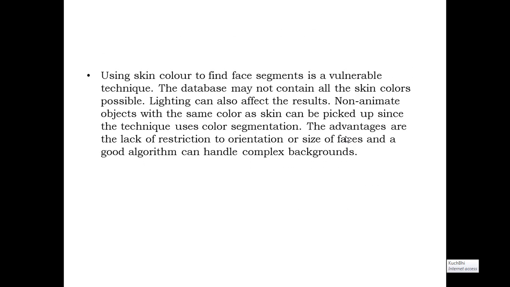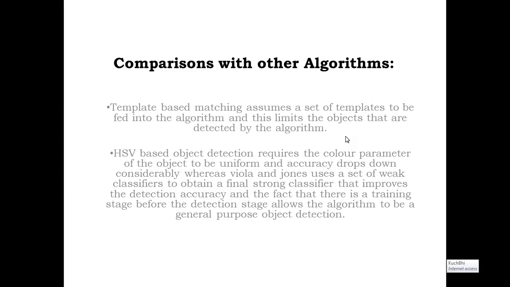Also, there is this method wherein we use skin color to find face segments, but it is vulnerable in nature. Why? The database may not contain all the skin colors possible. Even lighting can affect the results. Non-animate objects with the same color as skin can be picked up since the technique uses color segmentation. The advantages are the lack of restriction to orientation or size, but still it is not accurate.